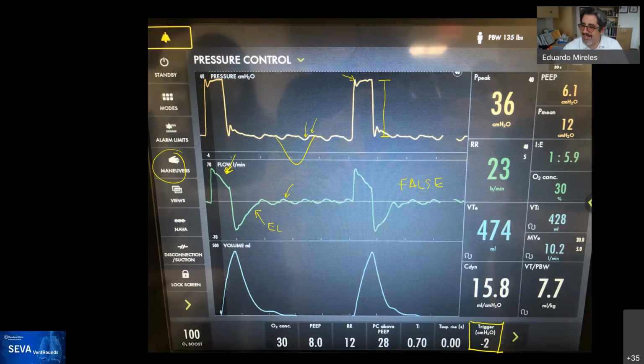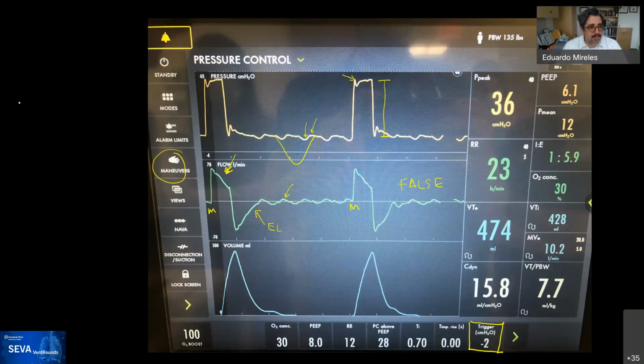So, Dr. Mireles, now that that's been addressed on the second waveform, the trigger is now normal, right? Yes. Well, the trigger right now is mechanical, right? So there's no trigger. Right, exactly. Great question.